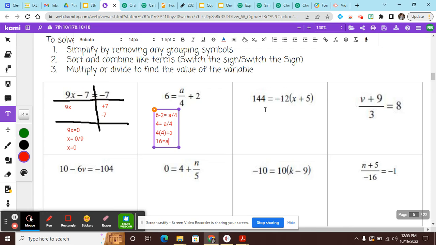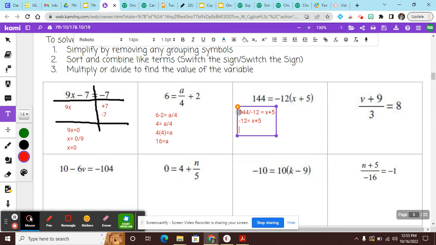Now in this problem, I do have a grouping term. So to get rid of my grouping symbol, I'm going to go ahead and multiply. So I'm going to end up with 144. And you only change the signs if you are adding or subtracting. So I'm going to end up with 144 divided by -12 is equal to x plus 5. 144 divided by -12 is going to be -12. So -12 is equal to x plus 5.